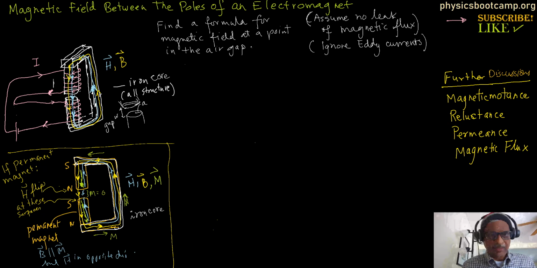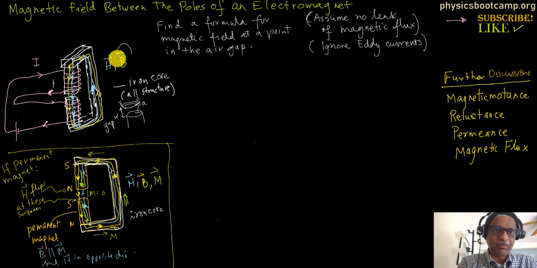This is a very interesting problem and it shows up quite a bit. It kind of stumps the students when they come across it and they don't know how to actually proceed. However, this is quite a simple problem, especially when you assume that there is no leakage of magnetic flux. So all the magnetic field is just going around this core and there's no leakage.